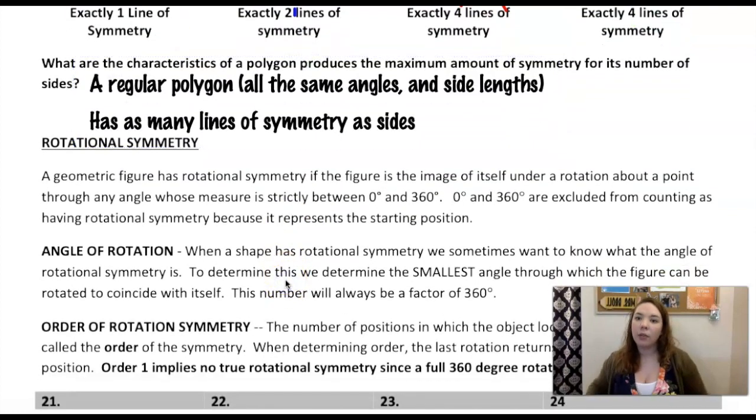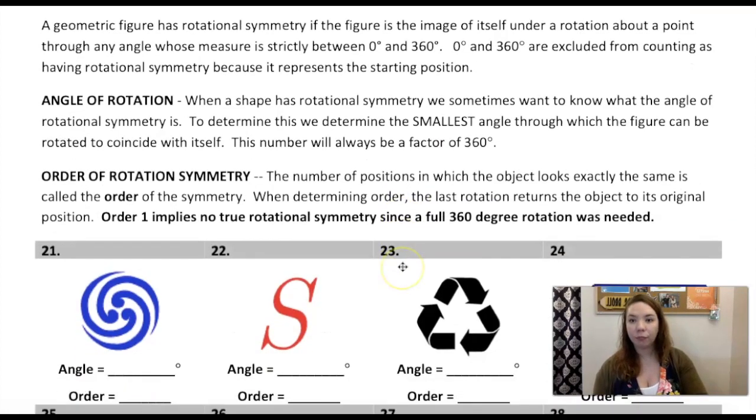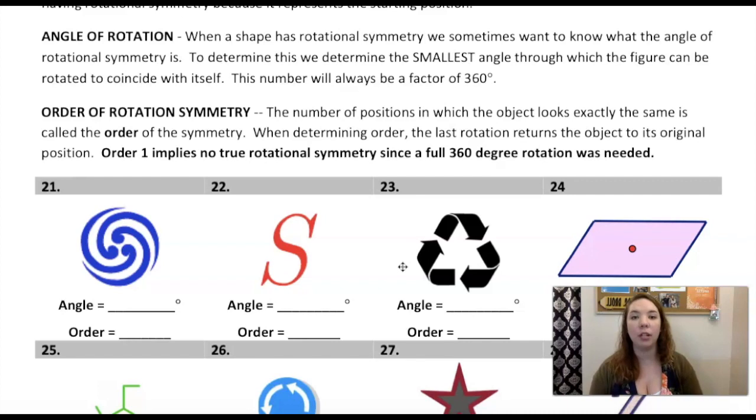All right, so now let's take a look at rotational symmetry. So this one says a geometric figure has rotational symmetry if the figure is the image of itself under rotation about a point through any angle whose measure is between 0 and 360 degrees. 0 and 360 are excluded because that would be taking it and just putting it right back on top of itself. That's its starting position. So the angle of rotation is when a shape has rotational symmetry, we sometimes want to know what the angle is. So how many degrees did you have to rotate it to get it back onto itself? To determine this, we determine the smallest angle through which the figure can be rotated to coincide with itself.